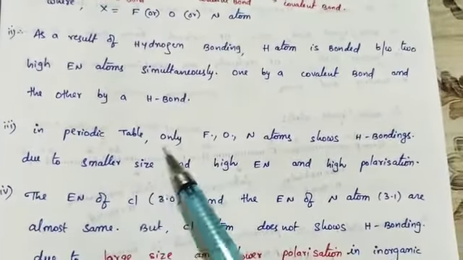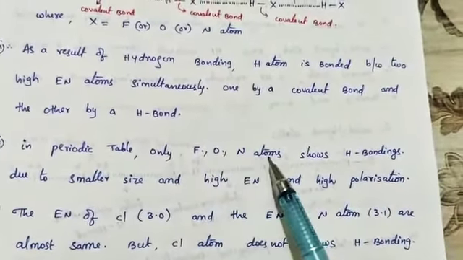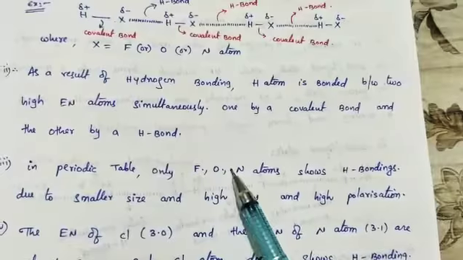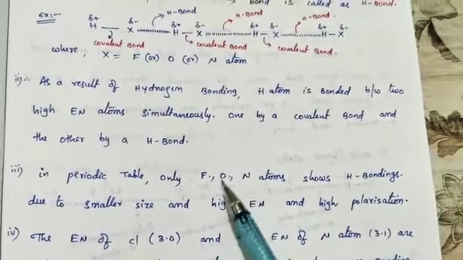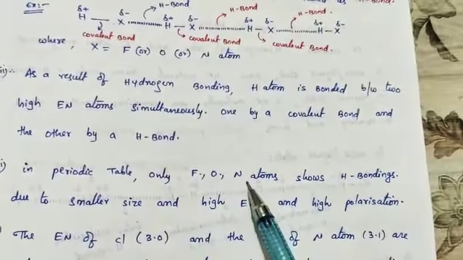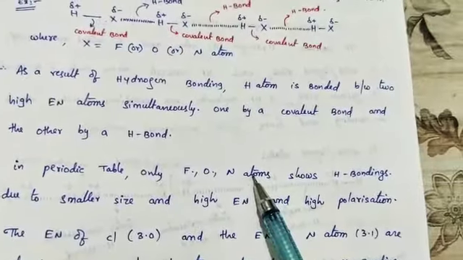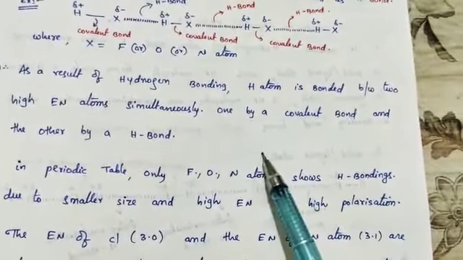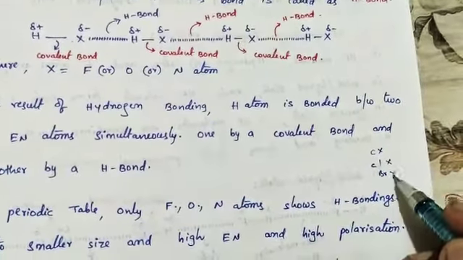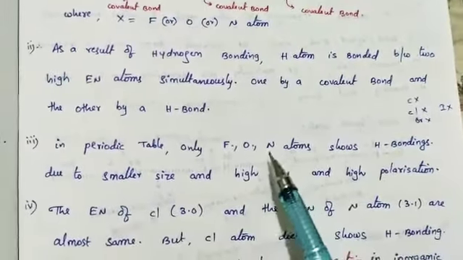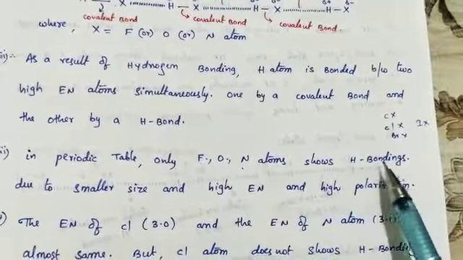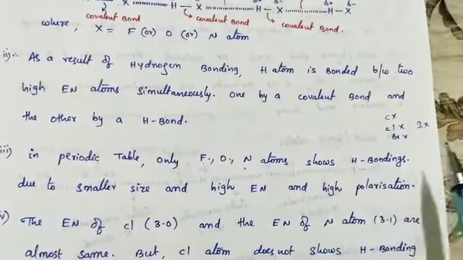Generally, in the periodic table only fluorine, oxygen and nitrogen atoms show hydrogen bonding. Out of 118 elements, only three elements show hydrogen bonding: fluorine, oxygen and nitrogen. The remaining elements do not show hydrogen bonding. Chlorine does not, carbon does not, bromine does not, iodine does not. So only three elements in the periodic table, fluorine, oxygen and nitrogen, show hydrogen bonding. Thank you.